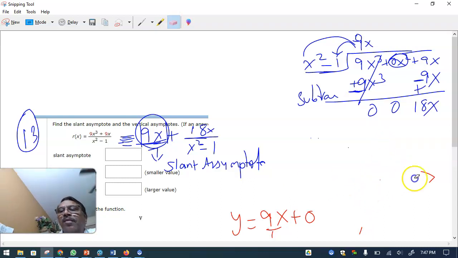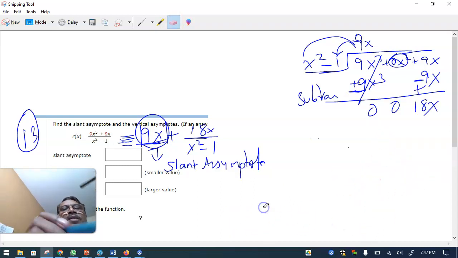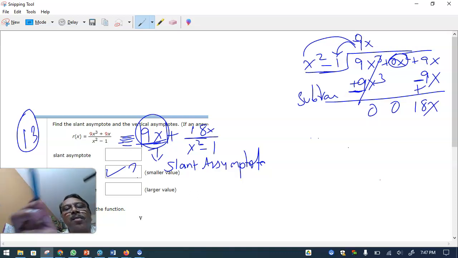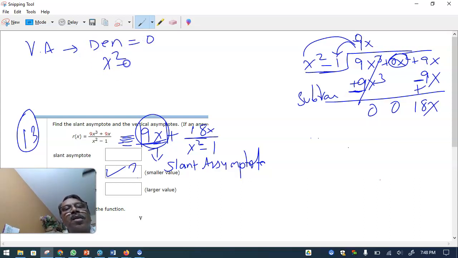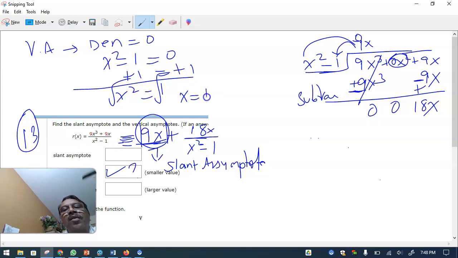But then let's check what the vertical asymptote is. How do we find the vertical asymptote? To find the vertical asymptote, you check the denominator and put it equal to 0, that is x squared minus 1 equals 0. There are two ways you can do it. One is you can see x squared becomes equal to 1, and you take the square root on both sides. So your x is not just plus, but plus and minus 1, because the square root of 1 is 1. So you have two vertical asymptotes, one is minus 1, the other one is plus 1.